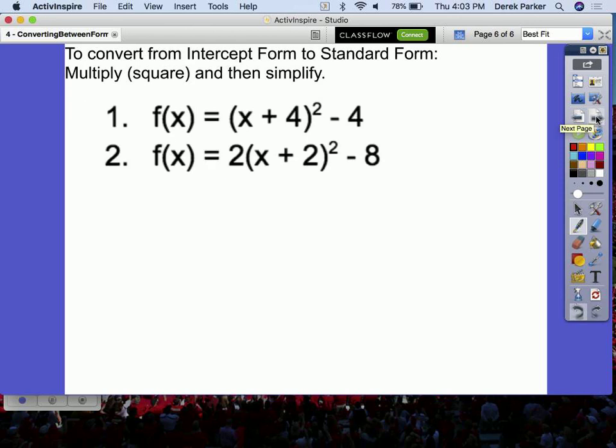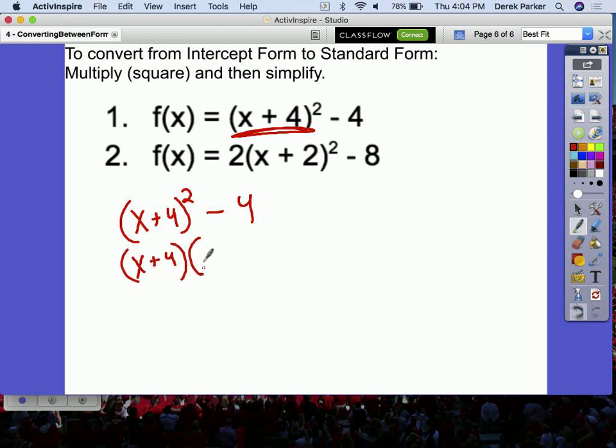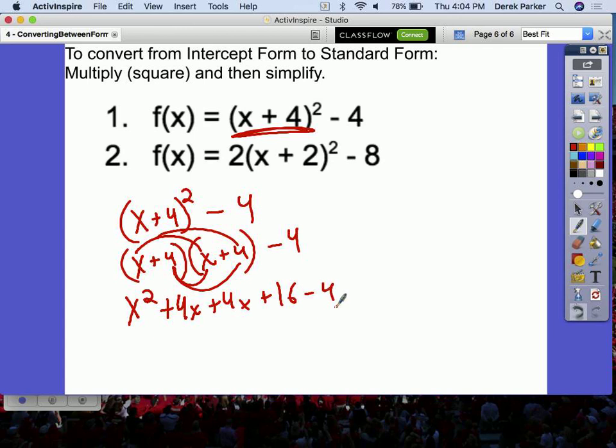To convert from vertex form to standard form, this is very simple. You multiply the square and then simplify. So, x plus 4 squared plus 4 becomes x plus 4 times x plus 4, plus 4. Front, outer, x squared plus 4x, inner, last. Now combine like terms. x squared plus 8x plus 12.